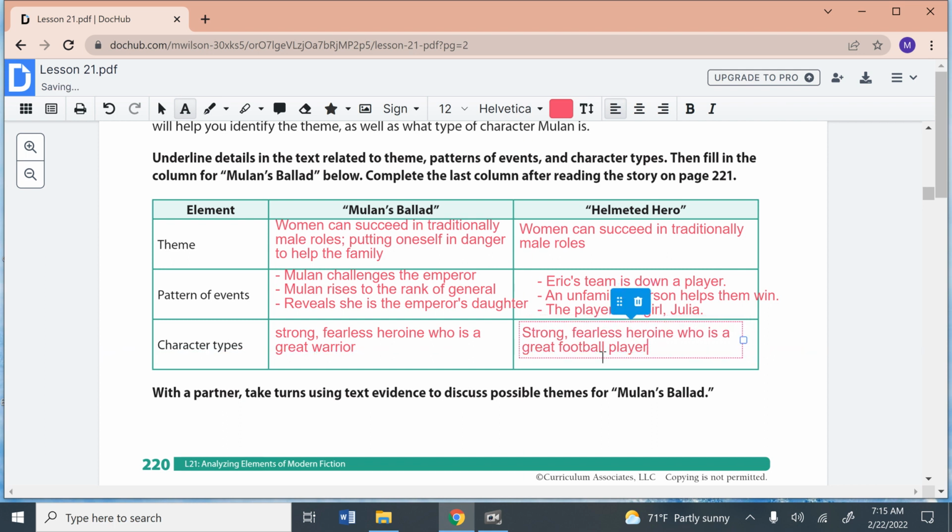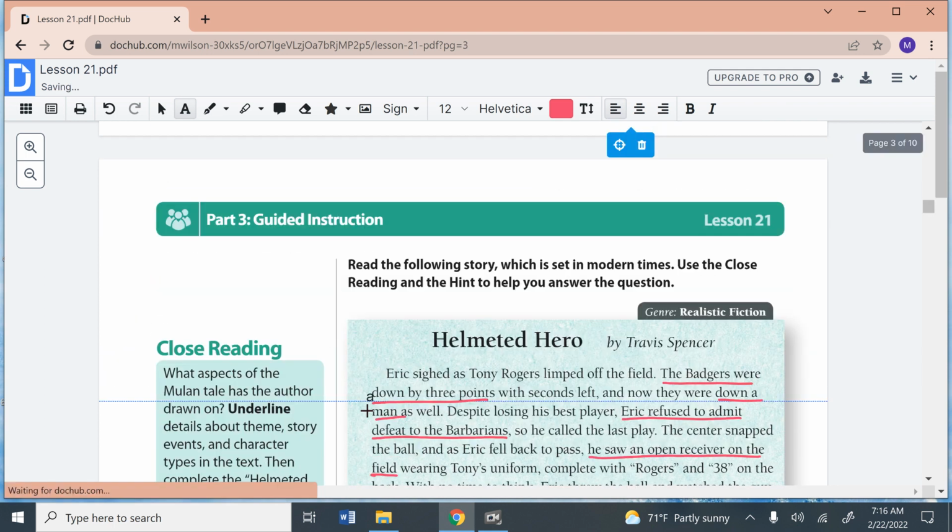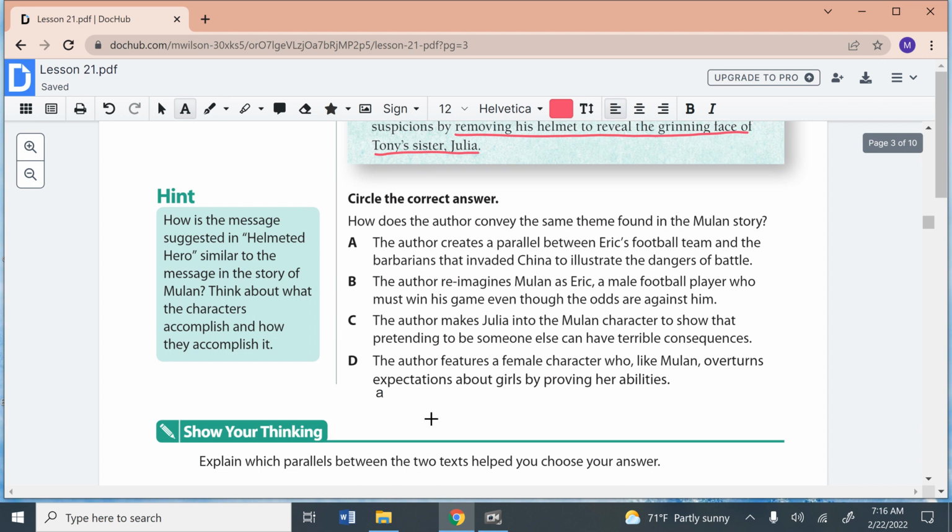Okay, so now that we filled out this chart, we can go ahead and move on to the question at the bottom here. It says, how does the author convey the same theme found in Mulan's story? The hint says, how is the message suggested in Helmeted Hero similar to the message in the story of Mulan? Think about what the characters accomplish and how they accomplish it. So let's look at our options.